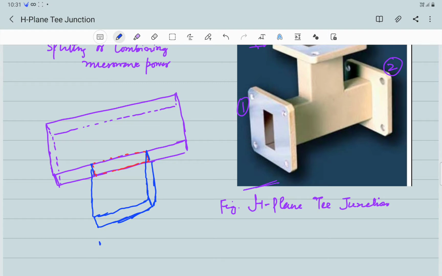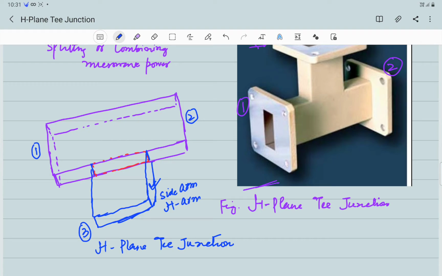So this is an S plane T junction. So I am cutting a slot along the width of the main waveguide and attaching another waveguide. This arm is called as side arm or an H arm. So this is port number 1 of the main waveguide, this is port number 2, and this is port number 3, which is in the side arm. So this is a 3-port junction basically.